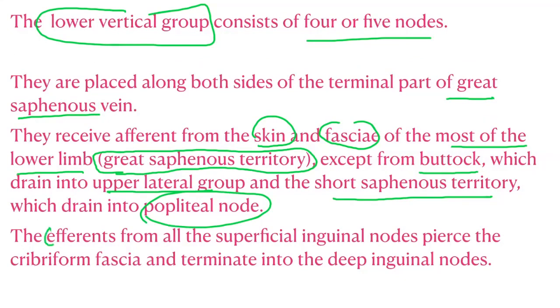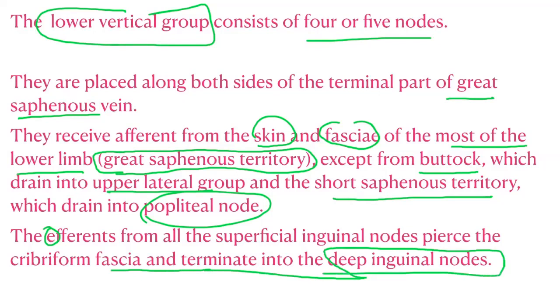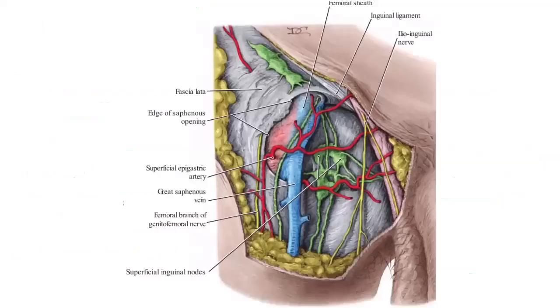Right, the efferents, okay, with an E, from all the superficial inguinal lymph nodes pierce the cribriform fascia and terminate in the deep inguinal lymph nodes. So these superficial inguinal lymph nodes receive the lymph and terminate in the deep inguinal lymph nodes, right? So these are the superficial inguinal lymph nodes.